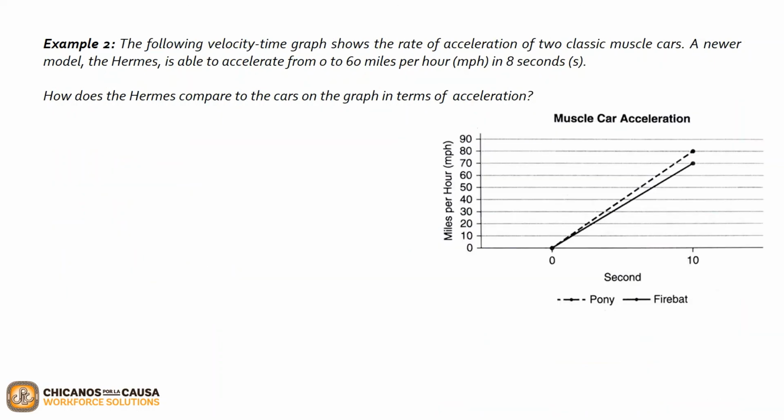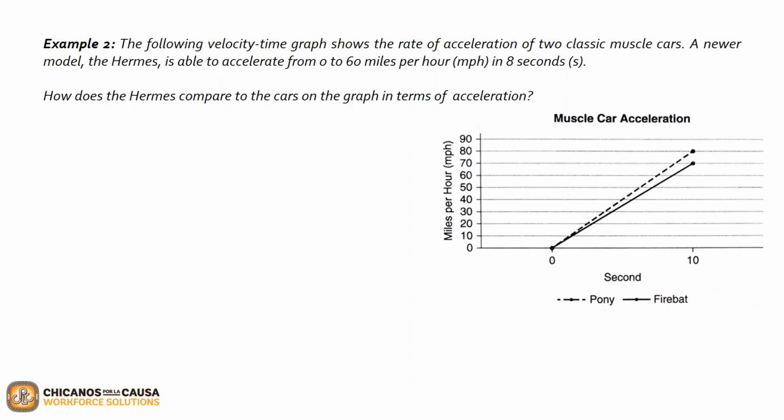Example 2. The following velocity time graph shows the rate of acceleration of two classic muscle cars. A newer model, the Hermes, is able to accelerate from 0 to 60 miles per hour in 8 seconds. How does the Hermes compare to the cars on the graph in terms of acceleration? So we can see on this graph that we have both the pony and the Firebat. The pony car being represented by a dotted line and the Firebat being represented by a solid line.